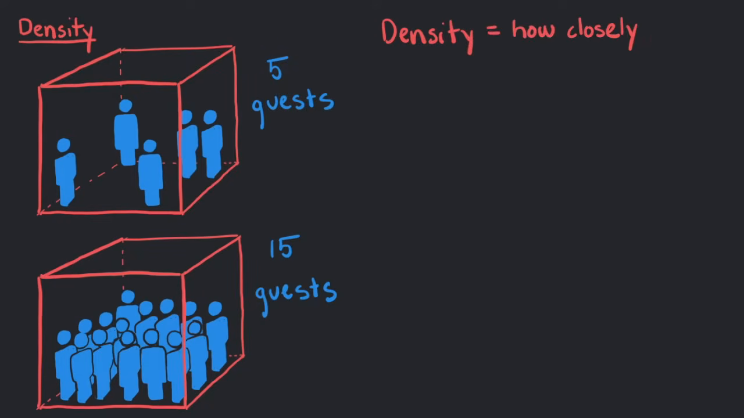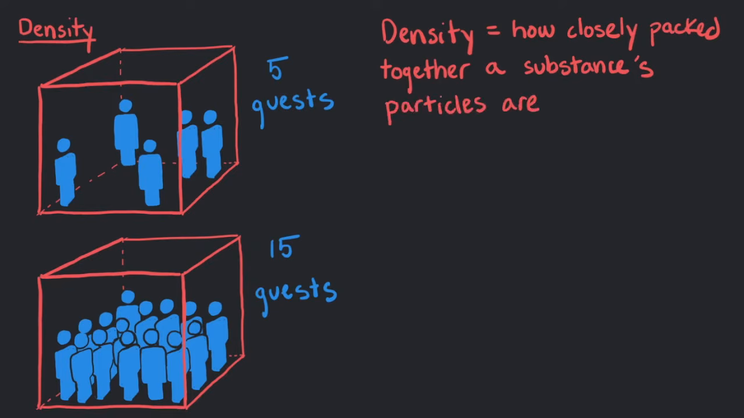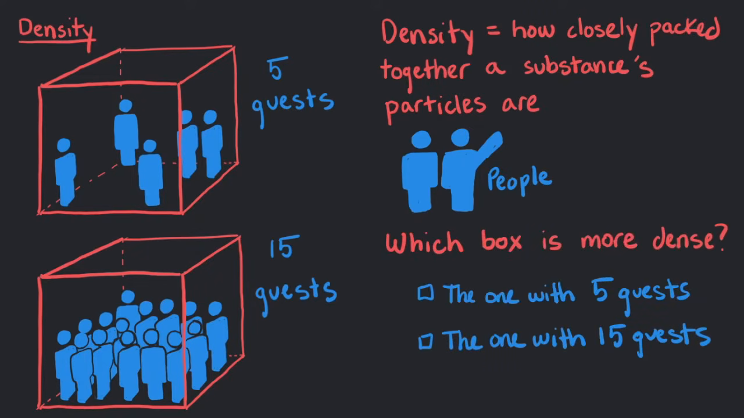Density is how closely packed together a substance's particles are. In this case, instead of particles, we are using people as an analogy. Which box is more dense? The one with 15 guests is more dense because there are more people within the same space of the box, making them unable to move.